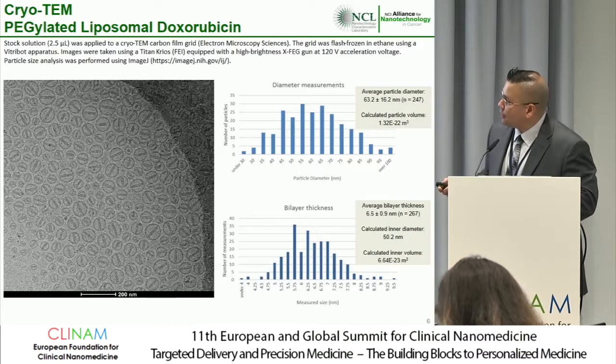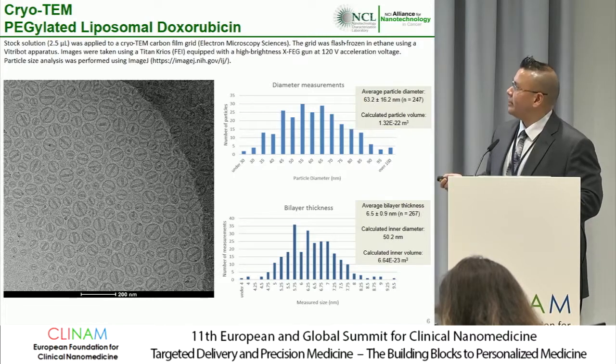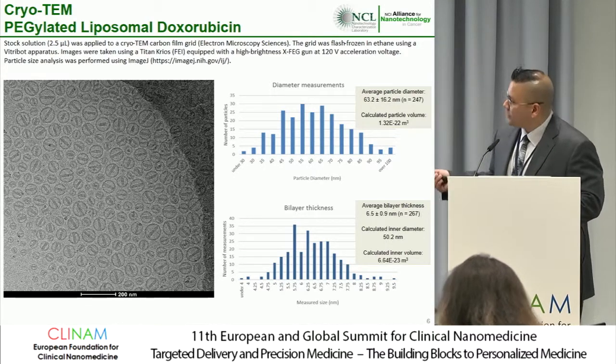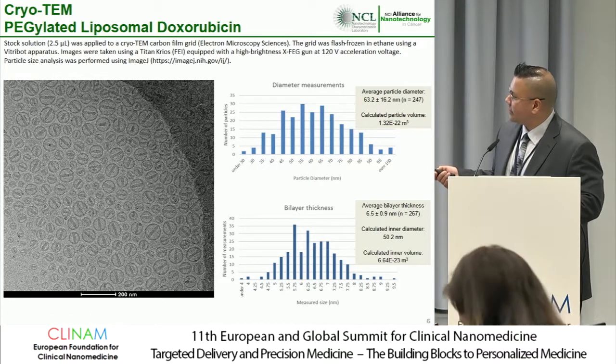My next example is Cryo-TEM. So this is PEGylated liposomal Doxorubicin. Most of us are familiar with Cryo-TEM. We can see morphology and shape analysis here. We can see the crystal inside that crystallizes.